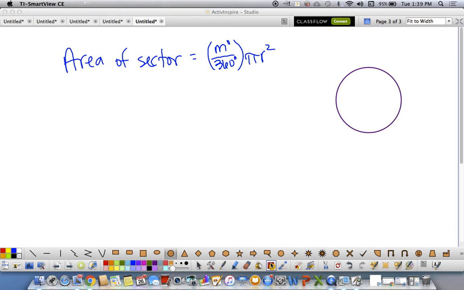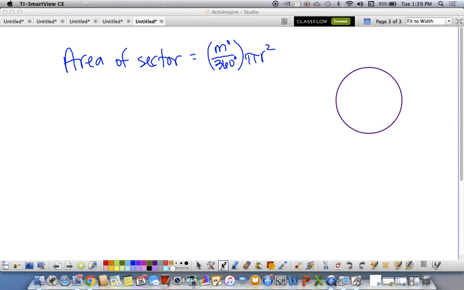Okay, so here we go. We have a circle, and I'll give you a radius of 3 centimeters. And I give you an angle, it's not quite 90, it's going to be 80 degrees. And I ask you to find the area of this sector.